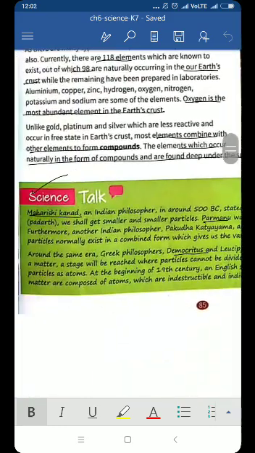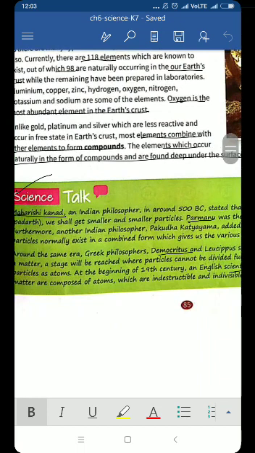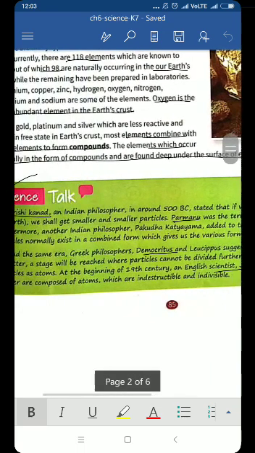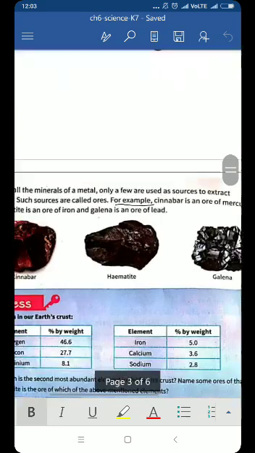Next is science talk. There were many philosophers who were giving various theories based on the atoms. The first one was an Indian philosopher named Maharishi Kannad. He stated that if we go on dividing the matter, then we shall get smaller and smaller particles, and that divided particle was known as the Parmanu. Similarly, a Greek philosopher named Democritus suggested that if we keep on dividing the matter, then a stage will be reached where particles cannot be divided further. So, different theories were coming out by different philosophers in those days.